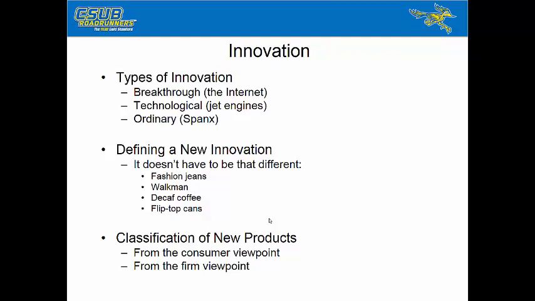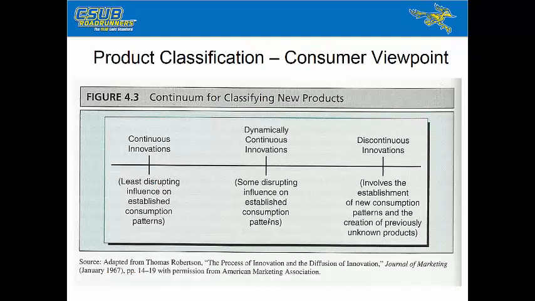Classification of new products. You can classify them from the consumer standpoint and from the company or the firm standpoint. From a consumer standpoint, there's continuous innovations, dynamically continuous innovations, and discontinuous innovations. So continuous innovations are not very disruptive to the way that you're accustomed to doing things. You don't have to change anything about your behavior or your patterns as a consumer with continuous innovations.